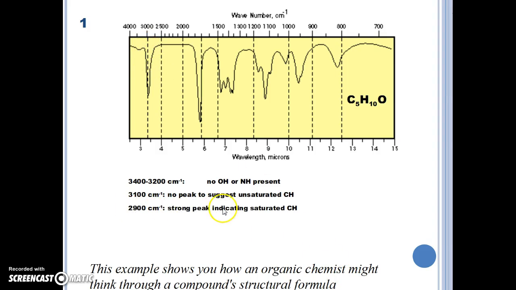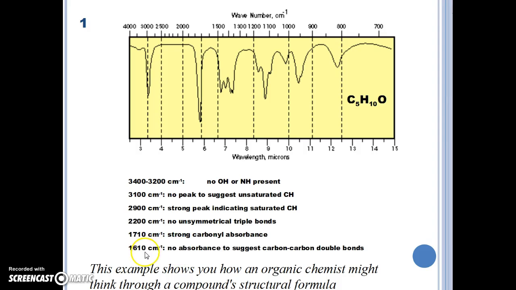But at 2,900 reciprocal centimeters, it looks like we have a saturated carbon-hydrogen bond. At 2,200 reciprocal centimeters, there's nothing, so there are no unsymmetrical triple bonds. And at 1710, you have a strong absorbance associated with carbonyl C double bond O. At 1610, there's no absorbance here to suggest a carbon-carbon double bond. And so this is the more likely structure. It's called 3-pentanone.